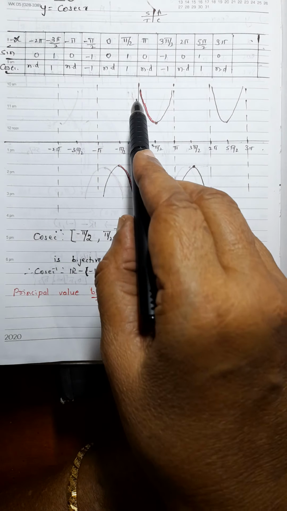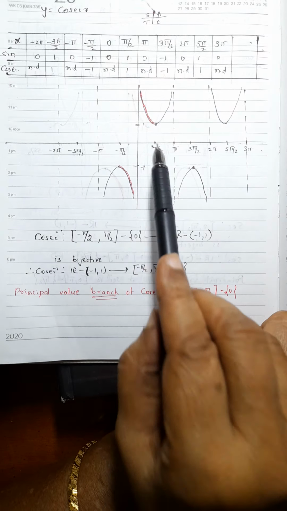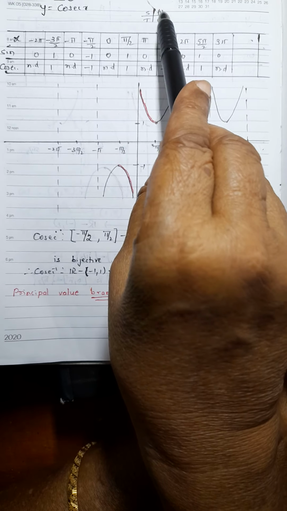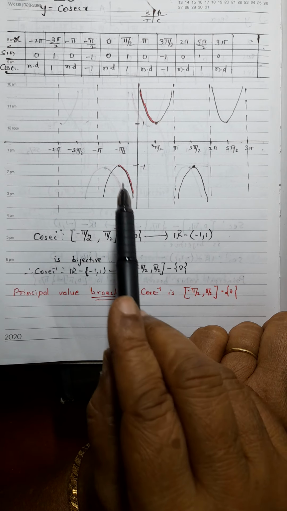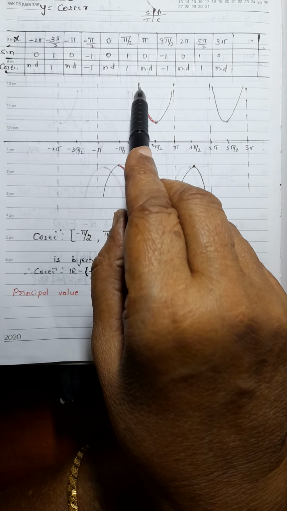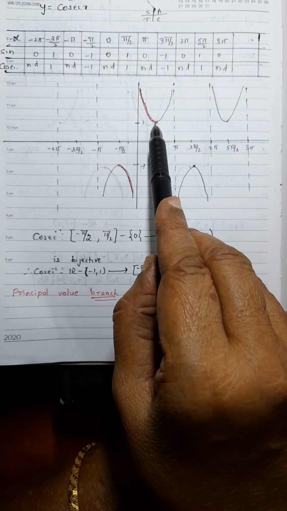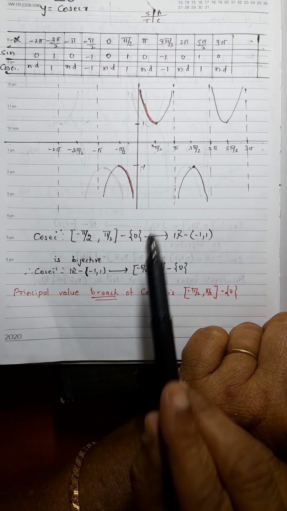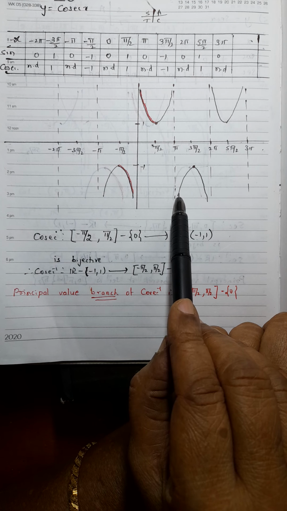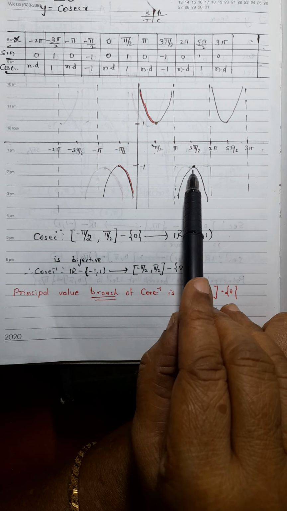At 0 it is not defined. But at pi by 2 it is 1. Sine is positive in the first and second quadrant. Sine is positive, so cosec is also positive. The curve starts from plus infinity. At pi by 2 it is 1. And here it goes to plus infinity. It is positive here. Afterwards, suddenly it jumps because in the third and fourth quadrant it is negative. And at 3 pi by 2 it is minus 1.